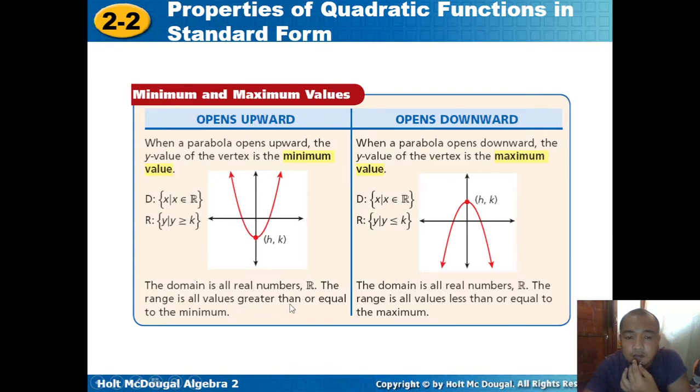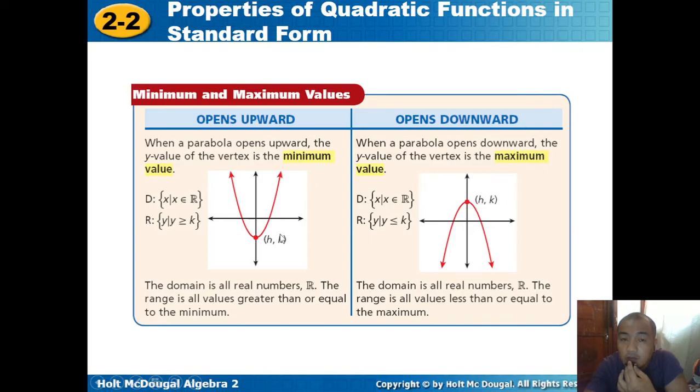About the range, when the parabola opens upward, the range is all values greater than or equal to the minimum, which is the k. Y is greater than or equal to k, greater than or equal to the minimum. The minimum is the k. Here, when the parabola opens downward, there is a maximum value. So the domain is all the real numbers. The range is all values less than or equal to the maximum. Maximum is k here also.